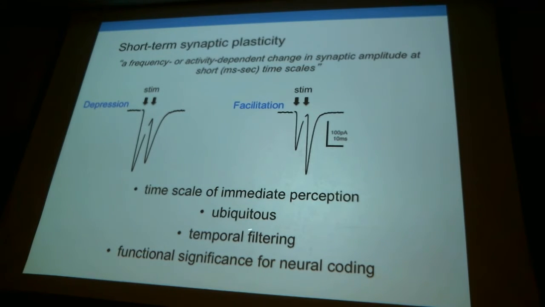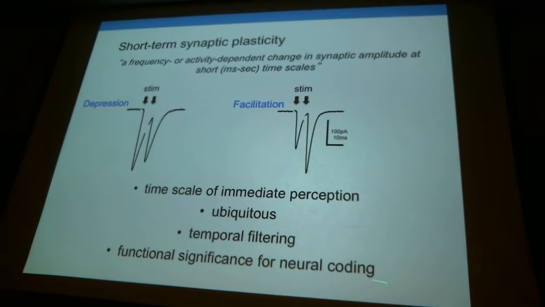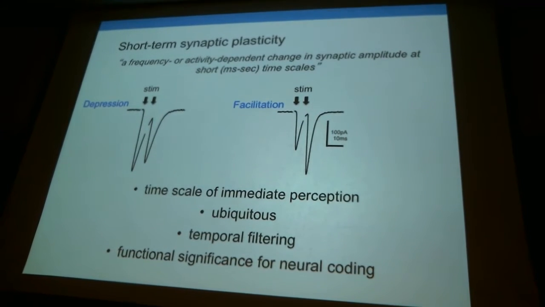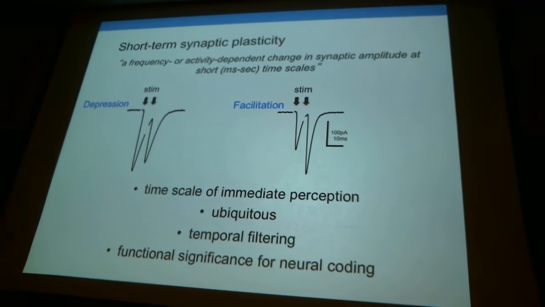It's incredibly ubiquitous. It's found at every single synapse to some degree, but there's a lot of heterogeneity in which synapses respond in which way to activity. It can basically act like a temporal filter at the synapse. We won't really get into that, but this filtering idea means that it has functional significance for the neural coding that we talked about earlier. But that's about as far as we're going to get with that.